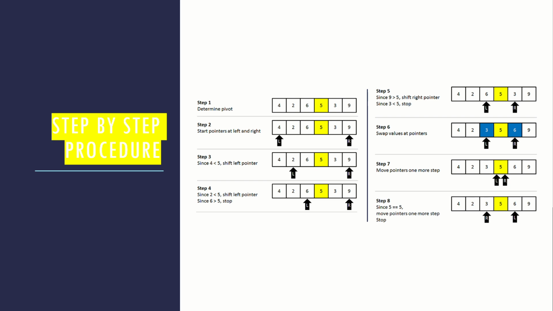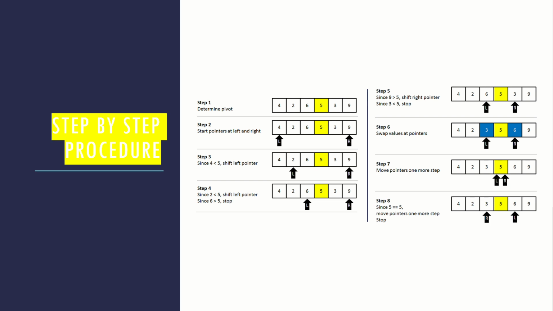Since 4 is less than 5, then shift the left pointer. We move the left pointer since 4 is smaller than 5. Then next, since 2 is less than 5, we move the left pointer again. So we shift again. As we can see, in step 4 the left pointer is now at the value 6. Since 6 is greater than 5, we can stop.